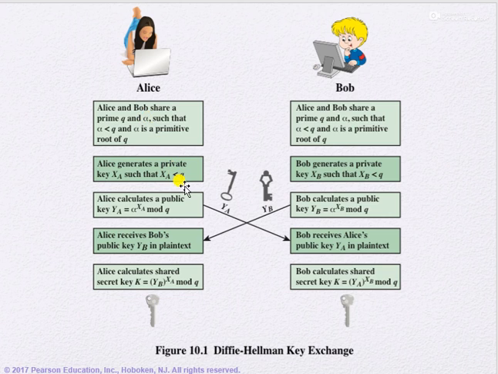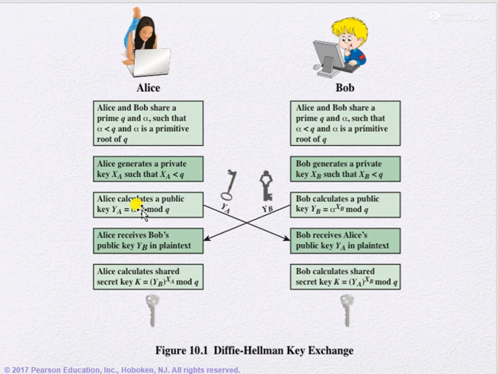Then Alice will generate a private key, and we call it XA, the private key of Alice, such that XA should be less than q. And Bob will also generate his own private key, and we call it XB, and the condition is it can be any random number less than q. XB should be less than q.